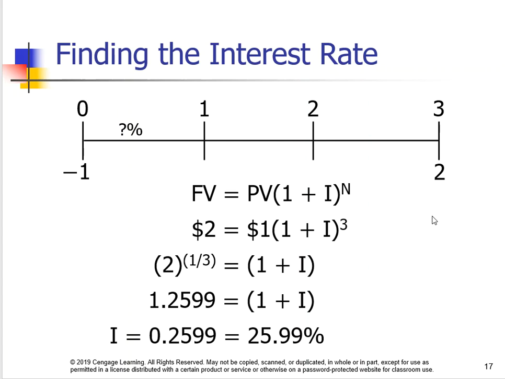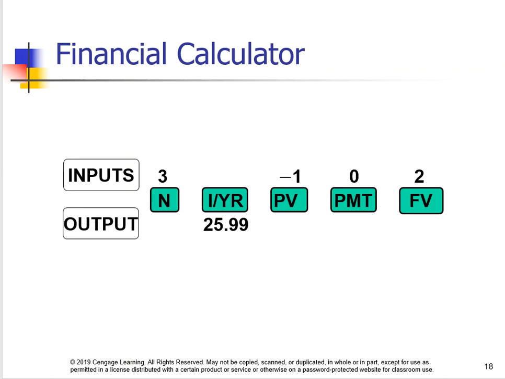Okay, we can find the interest rate. Algebraically, it's the same thing. The formula is future value equals present value times 1 plus I to the nth, and you can solve for whatever you need here. But again, you're probably not going to be doing it algebraically, I hope. Using the financial calculator, it's super easy. We put in these three that we know this time, and we get 25.99.